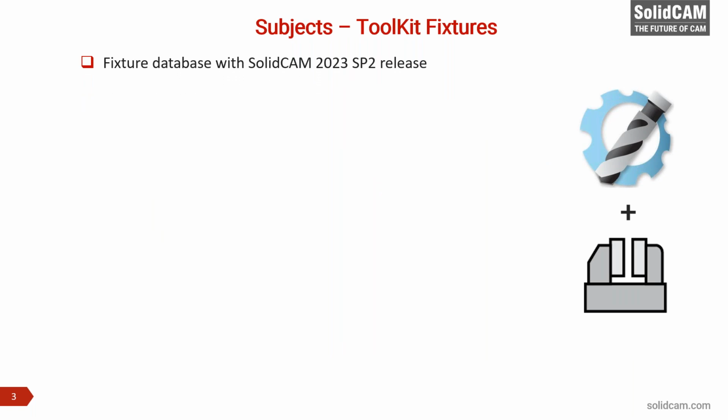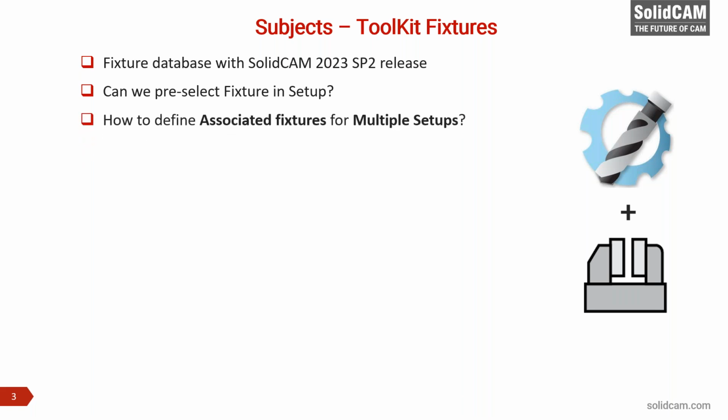So the first thing will be about what we added in the SolidCAM 2023 SP2 release. We have the fixture database. There was a very frequent and common question: can we pre-select a specific fixture and link it to a machine? So every time you start a specific part, you already have a pre-selected fixture.